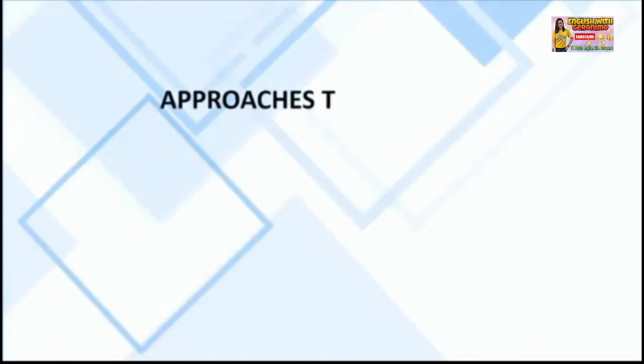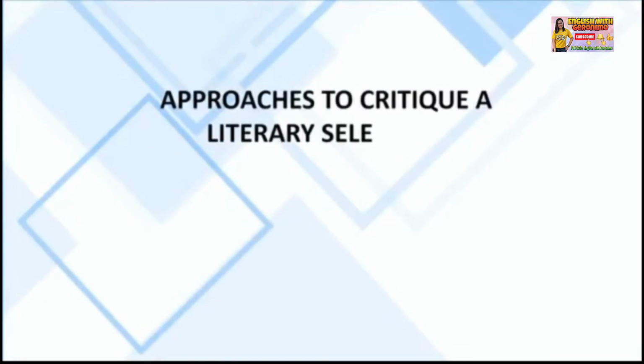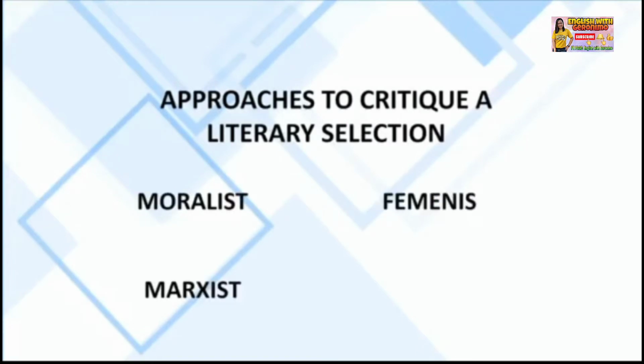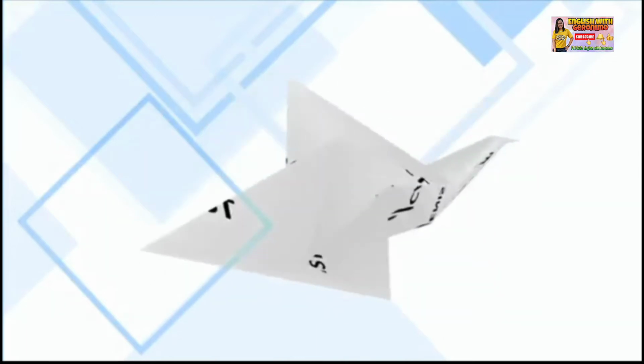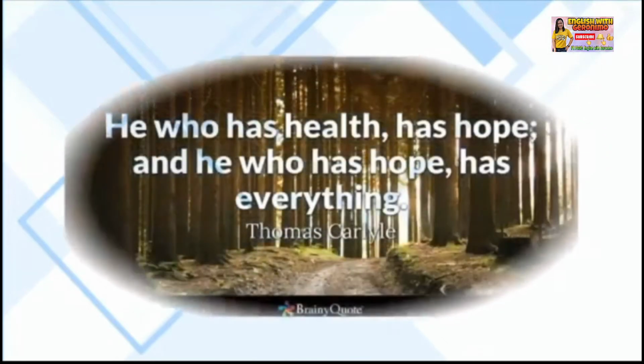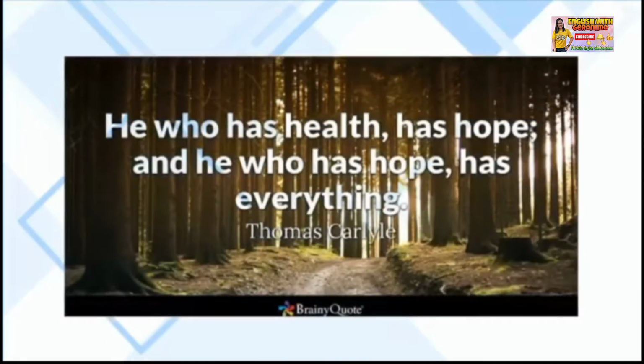In our previous lessons, we discussed different approaches to critique and understand literary selections such as moralist, Marxist, feminist, and historical. Let us start our main discussion for today with this quotation. He who has health has hope, and he who has hope has everything, by Thomas Carlyle.